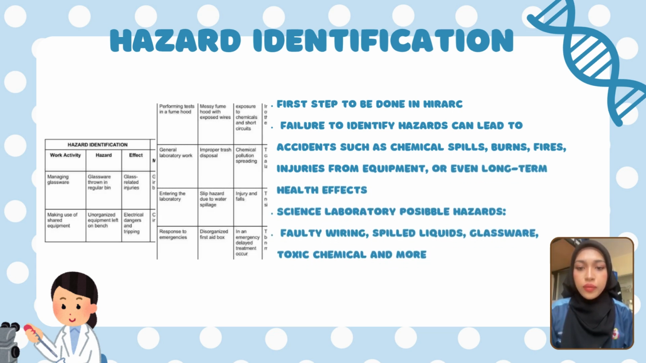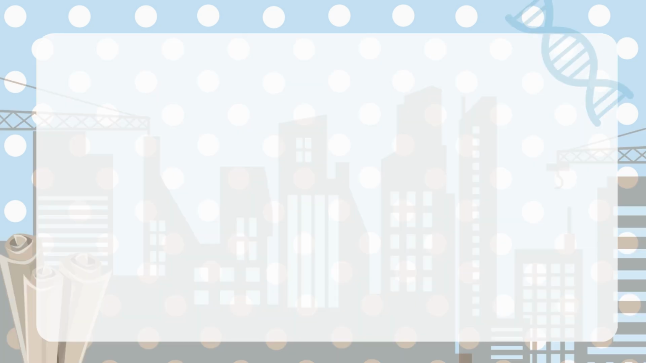The first thing to be done in HIRARC is hazard identification, which is to identify any potential harm or source of harm that could lead to injury, damage, illness, or even death in the workplace. Failure to identify hazards in a science laboratory can lead to accidents such as chemical spills, burns, fire, injuries from equipment, or even long-term health effects. There are many possible hazards that can be found in a science laboratory, which are faulty wiring, spilled liquid or water, glassware, toxic chemicals, and more.